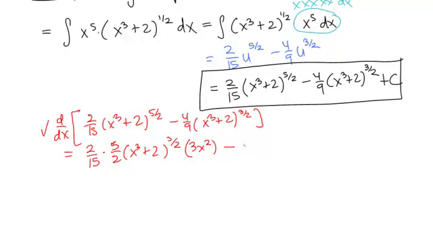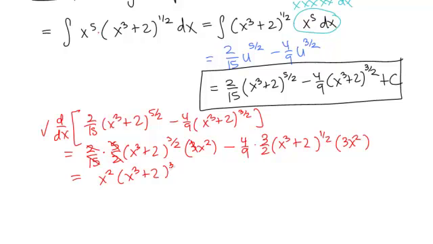Minus, the 4/9 comes along for the ride. The derivative of blank to the 3/2 power would be 3/2 blank to the 1/2 power times the derivative of blank. The blank again is x cubed plus 2. The derivative of that is 3x squared. So if we simplify this, well, let's see, the 2's cancel. The 3 and the 5 go into the 15, so we're just left with x squared times x cubed plus 2 to the 3/2 power.